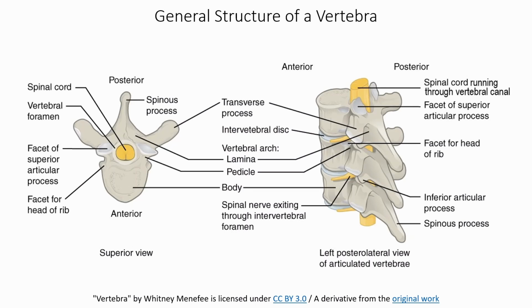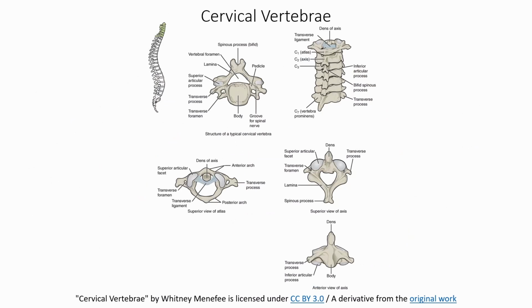So, like I said, these are things that all vertebrae have no matter what. Now, how big things are, what shape they are, if they extend out far, if they're short, all those things will vary depending on which region the vertebra is from. So let's talk about the cervical vertebra first.